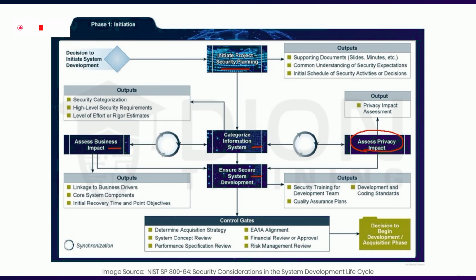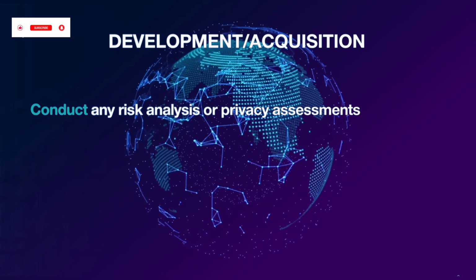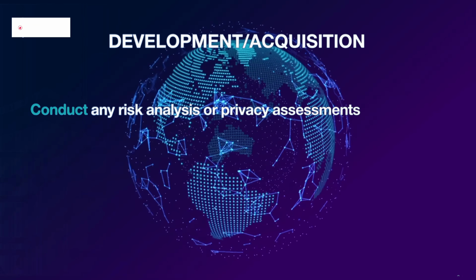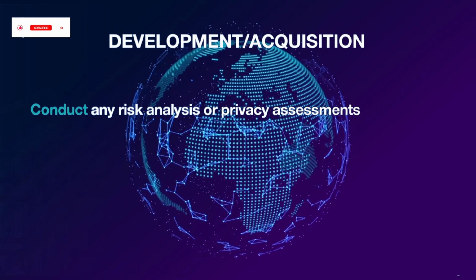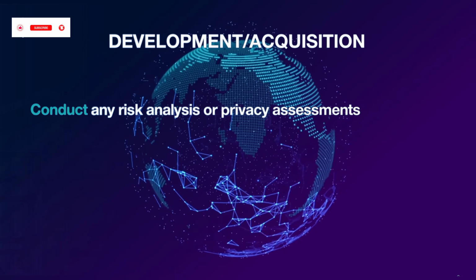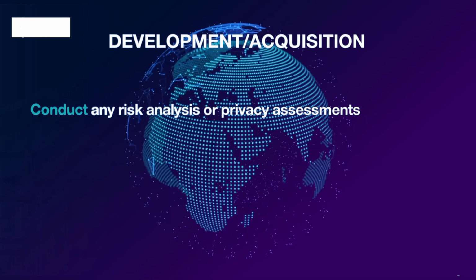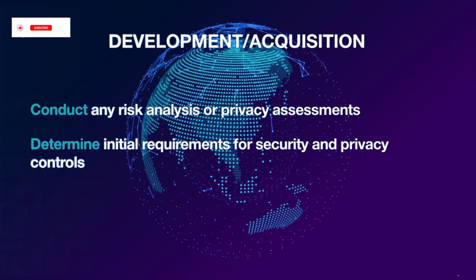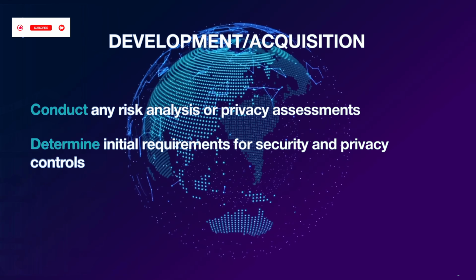So as part of the initiation, we have done the initial risk and impact, but now we need to clearly understand, because we are getting a third-party product, we are going to acquire it. We want to know the risk associated with that piece, and we also want to determine any initial requirements for security and privacy controls, because we now know that we are going to develop this software. Now we can focus on the controls that are going to be built into that software or the system.